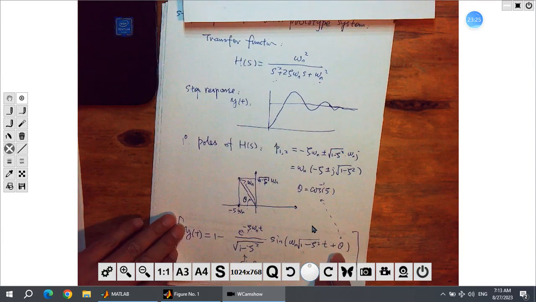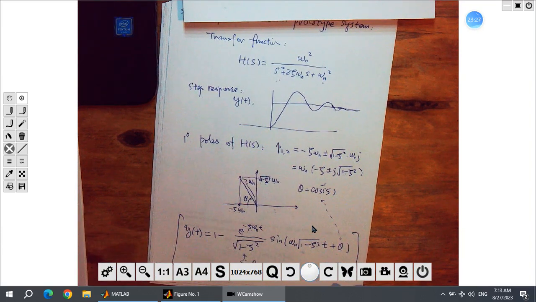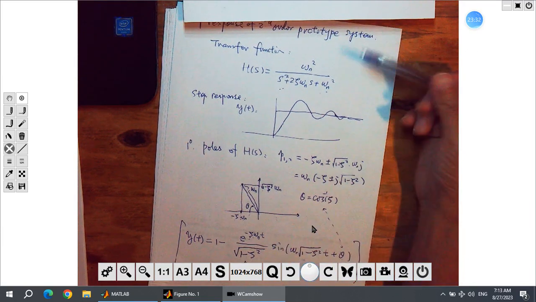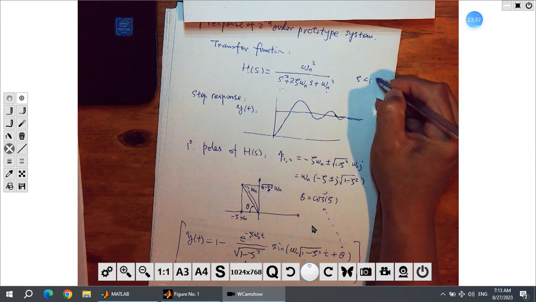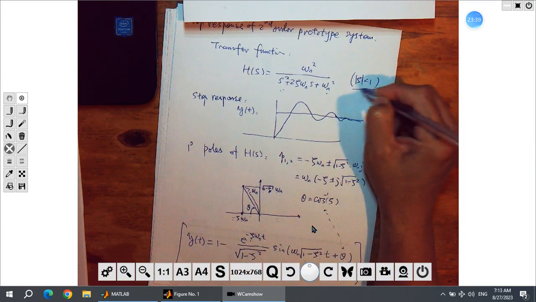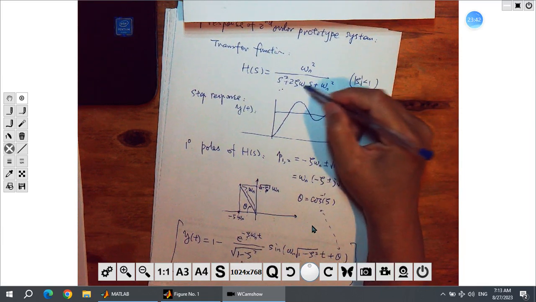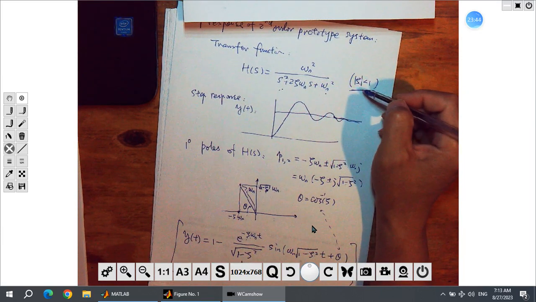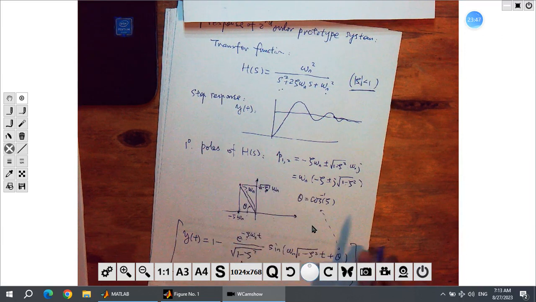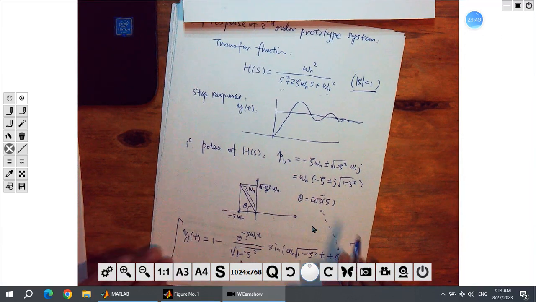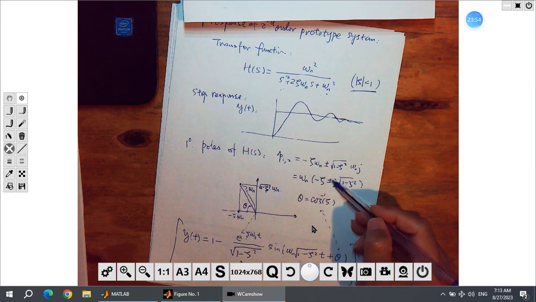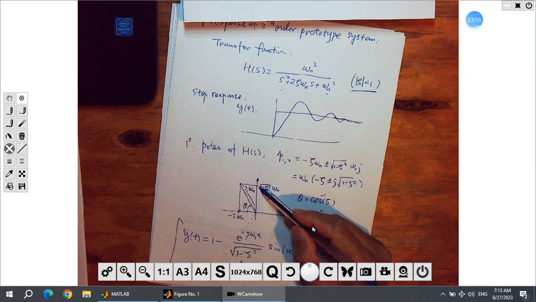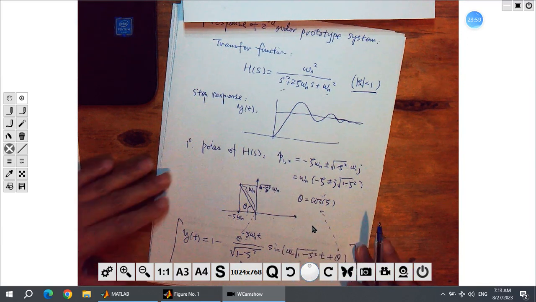Now, of course, we need a condition. We really have the complex pole, so zeta should be smaller than 1 in absolute value. We need this condition. If this is larger than 1, then this will provide us real poles. This is for the complex poles case. Actually, there are 2 poles. Another pole is here on the other side, with a negative imaginary part, minus j.